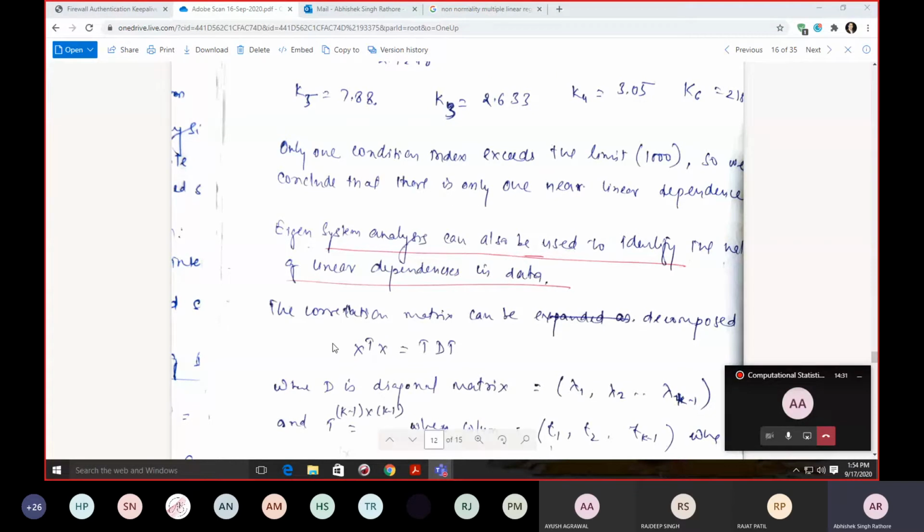Again we'll check our correlation matrix, which is X transpose X. When we calculate our estimated parameters, beta, we calculate its inverse. So we are checking only the correlation matrix, and I would like to decompose this X transpose X into some form. Let's say this is T D T transpose, where D is my diagonal matrix. It contains lambda 1 to lambda k minus 1, the different lambda values.